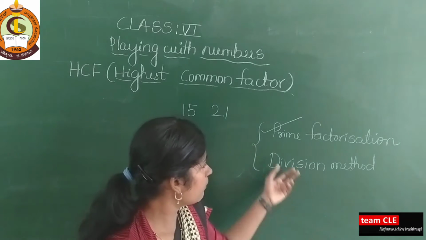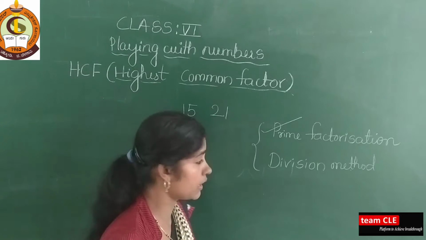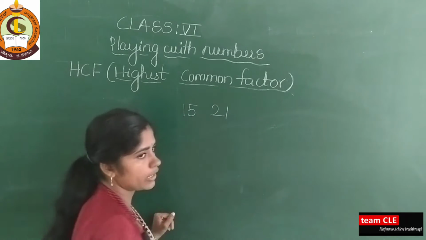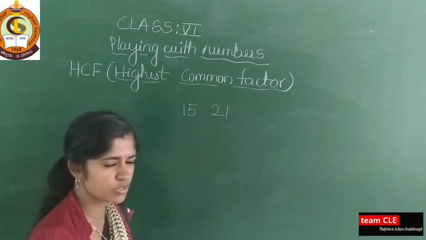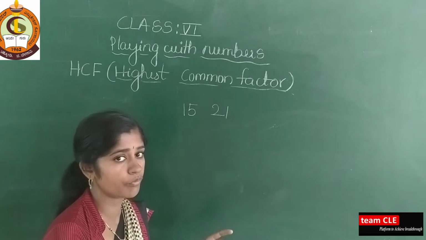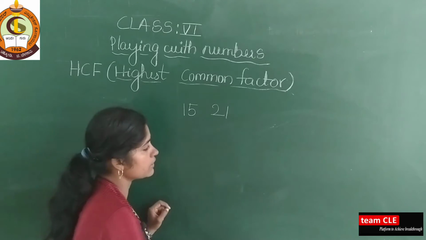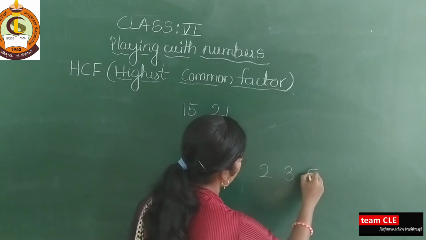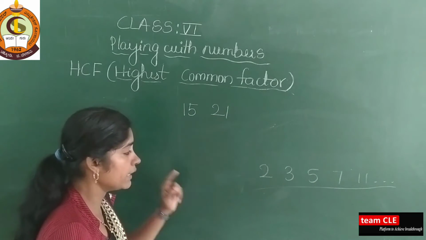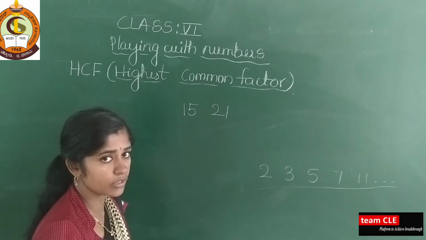By name only you come to know here we are using prime numbers. To find the HCF we must use prime numbers. Already you know about prime numbers and composite numbers. So let us recall that prime number. Prime number means a number which has only two factors, one and the number itself. For example, 2, 3, 5, 7, 11, so on. So these are the prime numbers. While dividing the numbers we must use prime numbers. You don't use any composite numbers.